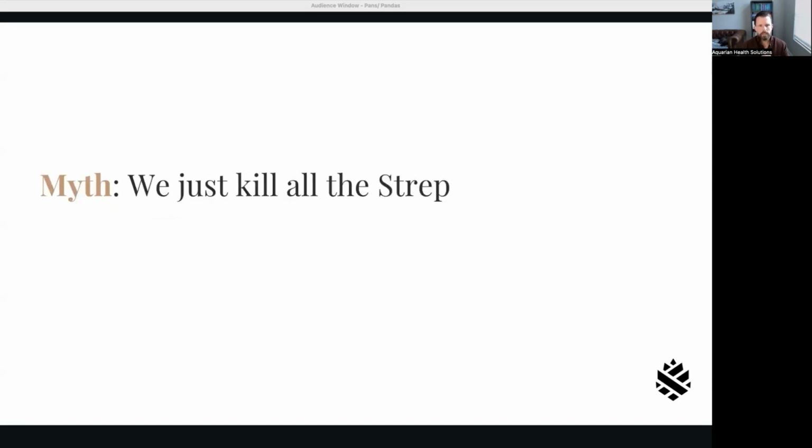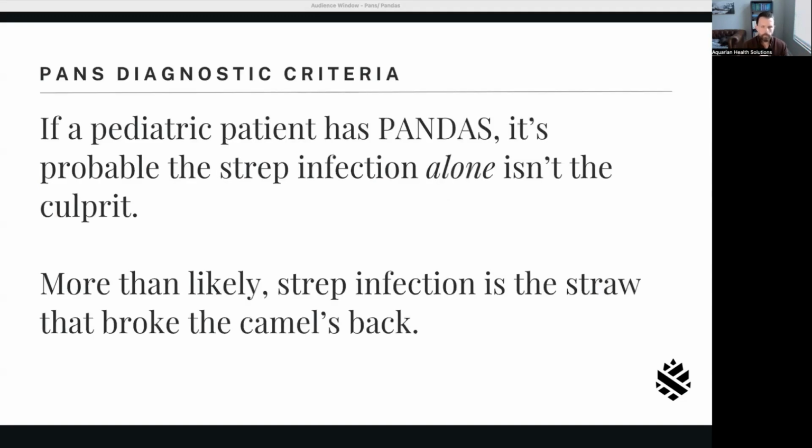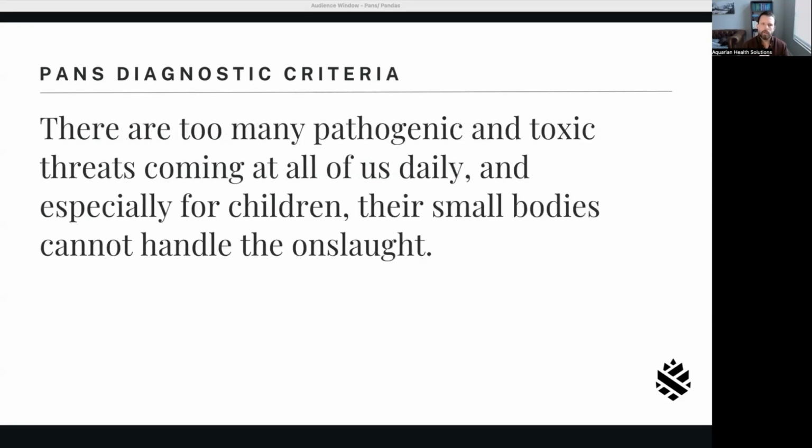If you've been listening to this and you understand that PANDAS is caused by a strep infection in the brain, the natural conclusion is, all right, we just kill the strep. But the problem with that, even in a diagnosis of PANDAS where strep plays a role, is that it's probable that the strep infection alone isn't the culprit. And more than likely, the strep infection is just the straw that broke the camel's back. This is because, unfortunately, there are too many pathogenic and toxic threats coming at all of us each and every day.